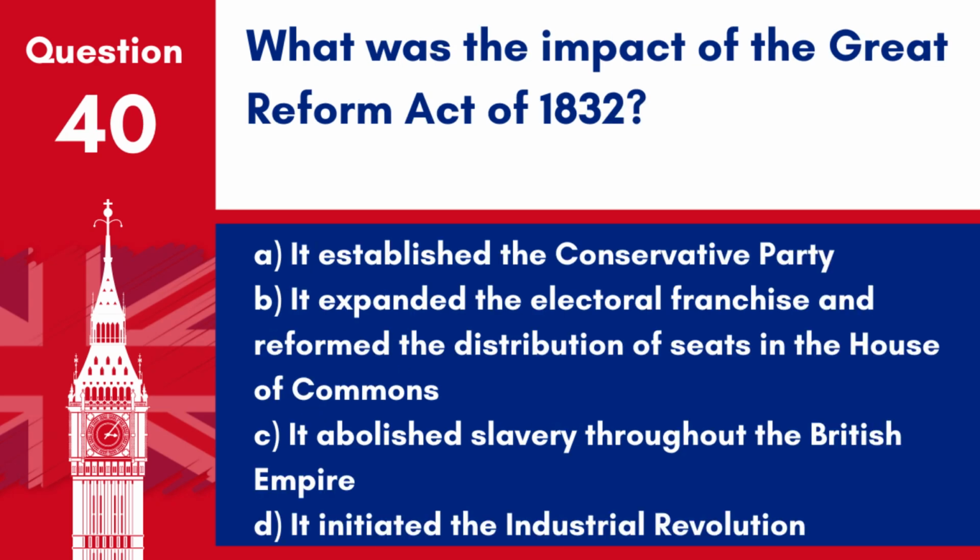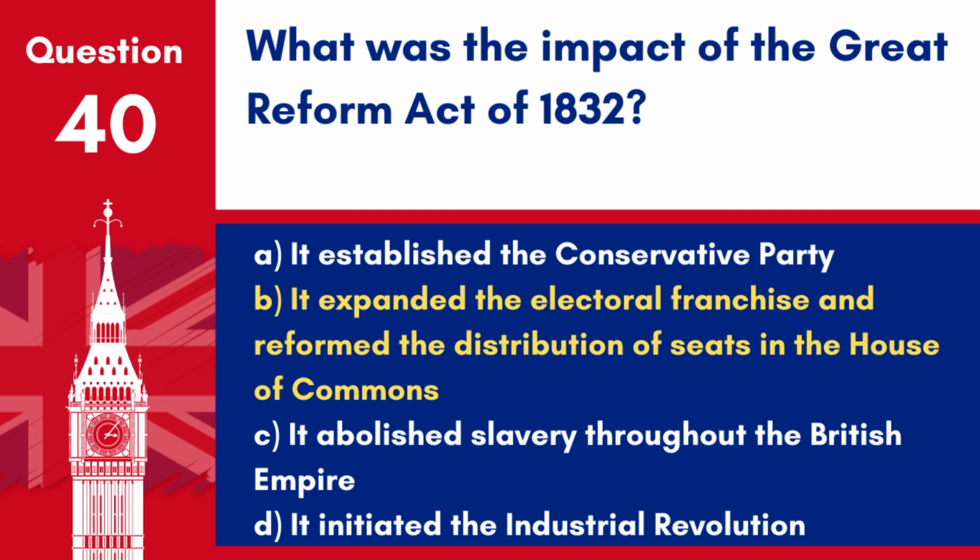Question 40. What was the impact of the Great Reform Act of 1832? A. It established the Conservative Party. B. It expanded the electoral franchise and reformed the distribution of seats in the House of Commons. C. It abolished slavery throughout the British Empire. D. It initiated the Industrial Revolution.